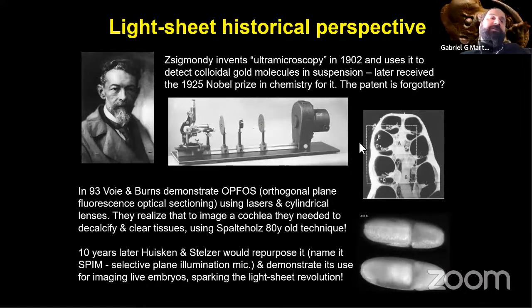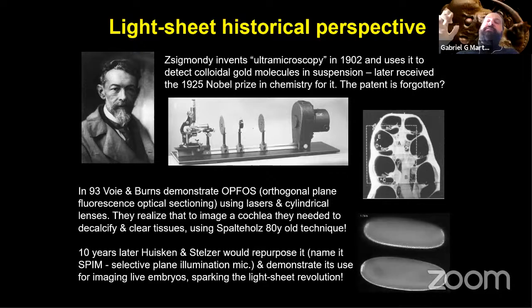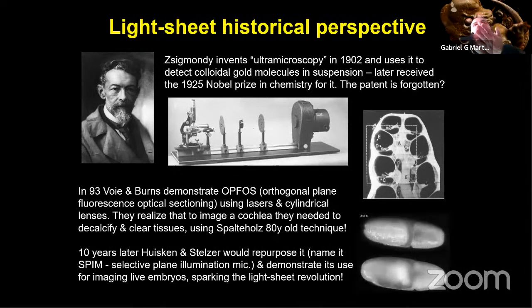There's an anecdotal story that there was a patent for this technology that was lost during the decades, and it was eventually rediscovered in the 90s. The technique was used by Voie and Burns, who clearly demonstrated the use of a cylindrical lens. Now, a cylindrical lens is a piece of glass. Typically we call it cylindrical, but it's actually a half cylinder. If you make light go through a half cylinder of glass, you will notice that on the other end you actually have a plain sheet of light.